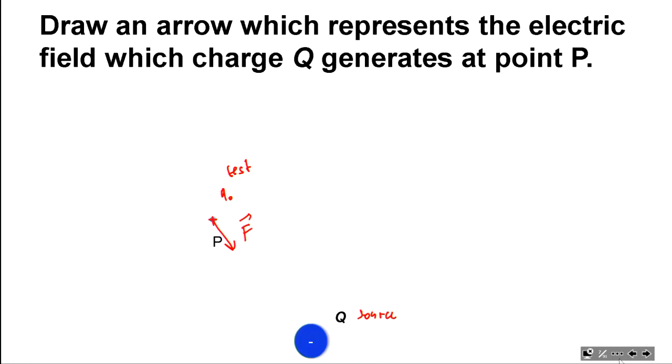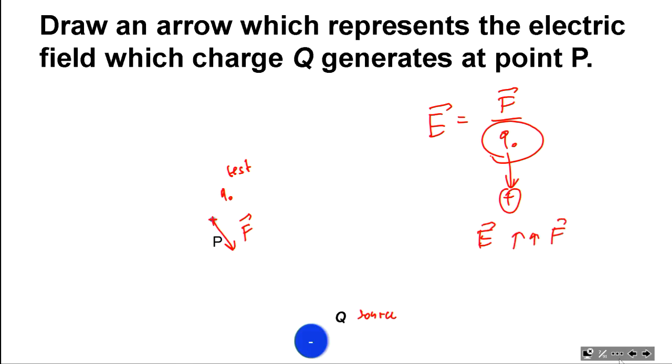Now, this equation relates electric field, force, and charge. What kind of charge do we use in this definition of electric field? The source one or the test one? The test. So, even if the source charge is negative, the test charge is still positive, which means the electric field and the force acting on the test charge are still parallel to each other. So the electric field must have the same direction as the force acting on the positive test charge. And now it means toward the source charge.